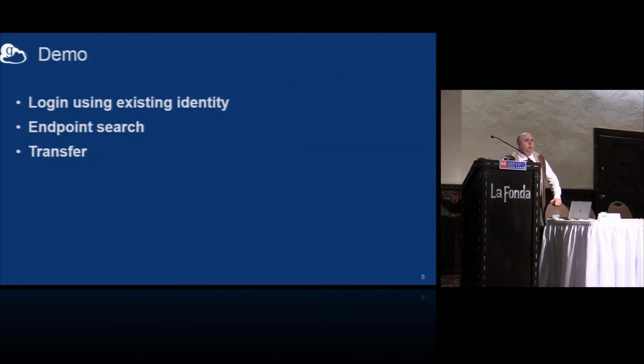If the other endpoint is, the example I was going to use was Wrangler at TACC, the Texas Advanced Computing Center's Wrangler system. I can just type in Wrangler on the other side, and up comes a list of endpoints that have Wrangler in their name, and I pick the one that I know is mine, and it'll then ask me to authenticate to Wrangler, and then I'm good to go. And then I can move things back and forth.